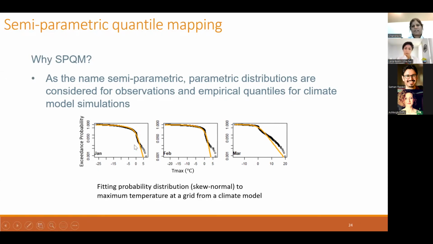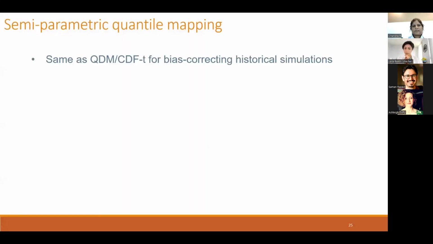So basically, if you look at one particular grid, and we try to fit a skew normal distribution to the climate model, these dots are from the climate model, and this is the skew normal we try to fit. So for this kind of empirical probabilities, none of the distributions fit. For that reason, we have to consider the empirical quantiles for the climate model simulations, whereas we have used the parametric distributions for the observations.